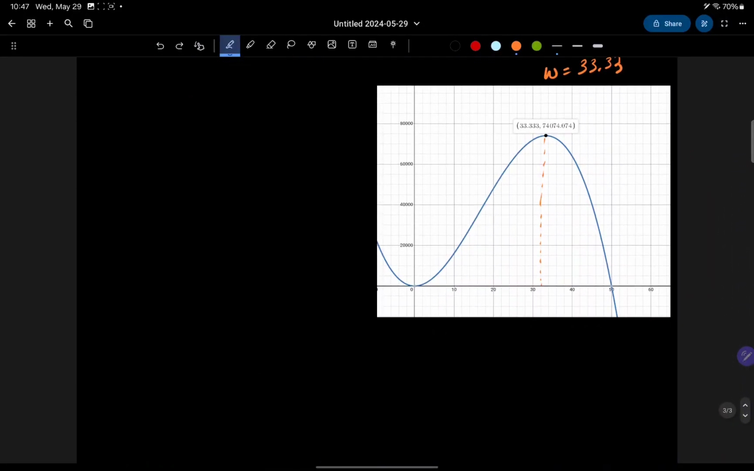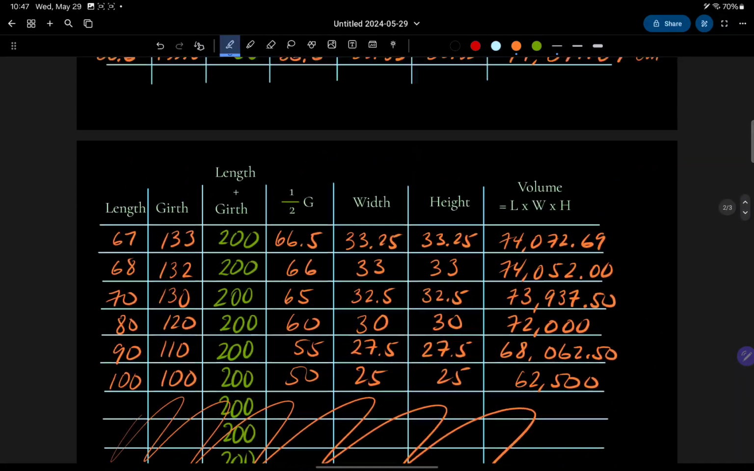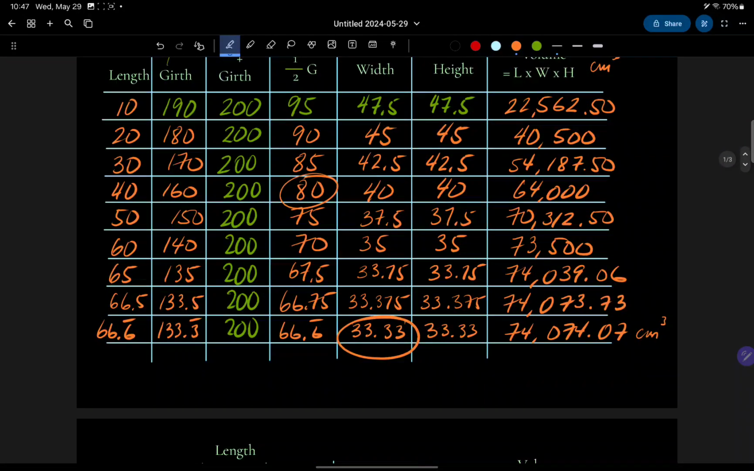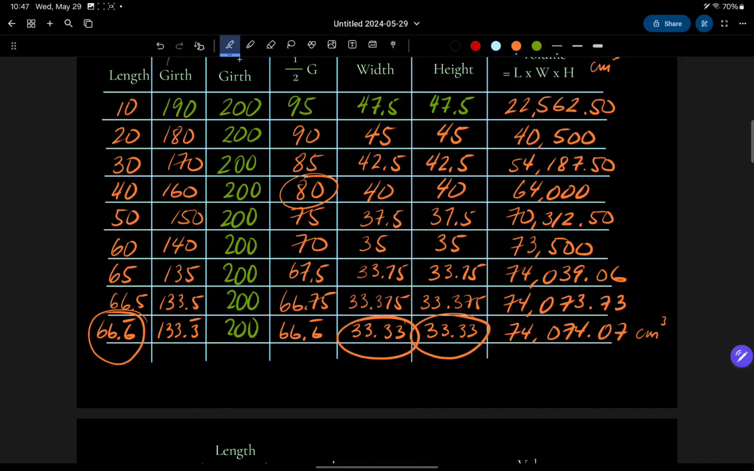So going back to this, when you graph this, you can see that the maximum volume happens when the value of W is 33.33 centimeters. So if we look at the table here, this here is the width, which is 33.33, and since the height is also equal to the width, since it's a square, the height is also 33.33. This means that the length is 66.66.